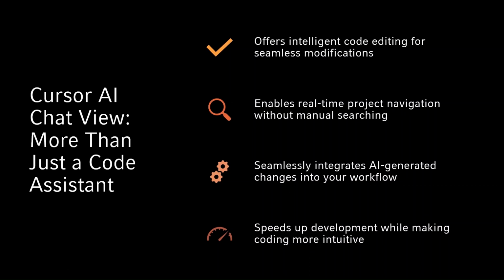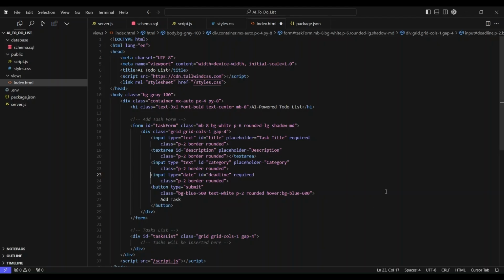Overall, AI Chat View is much more than just a code assistant. It provides intelligent code editing, real-time project navigation, and seamless integration of AI-generated modifications, making development significantly faster and more intuitive. Now, let's talk about inline completions, a feature that significantly speeds up coding. When typing code, you don't always want to rely on AI to generate entire sections. You might just want smart suggestions that seamlessly integrate into your workflow.